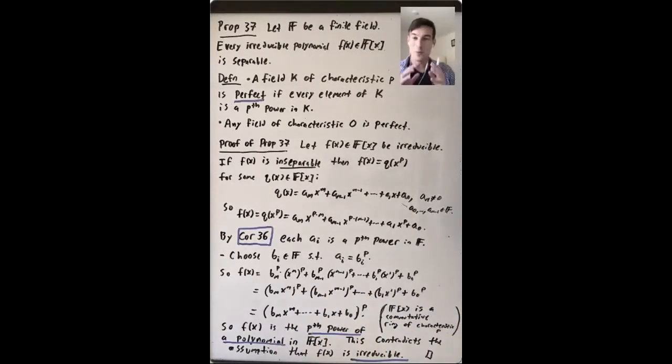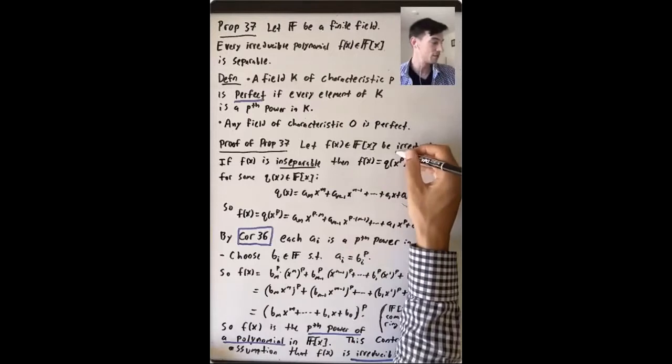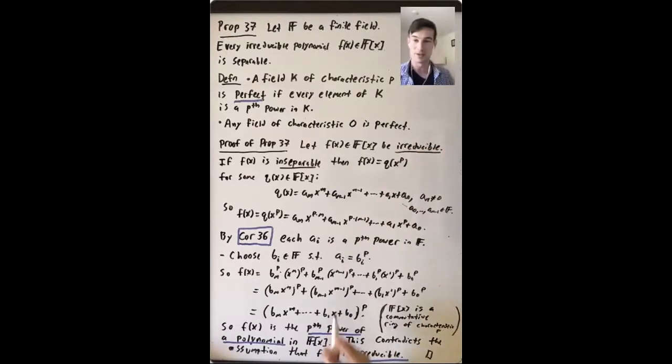Okay, so what have we seen? f(x) is whatever this polynomial is, b_m x^m + b_{m-1} x^{m-1} + ... + b_1 x + b_0, this polynomial raised to the pth power. So f(x) is the pth power of some polynomial in F[x]. And this is a contradiction, because what did we assume about f(x) at the beginning? We assumed that f(x) was irreducible. So it's certainly not the pth power of some polynomial in F[x]. Okay, so this is a contradiction.